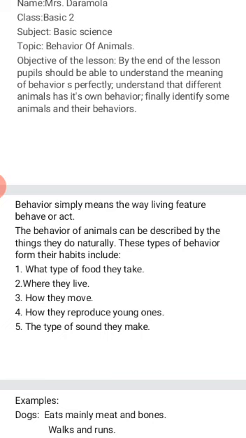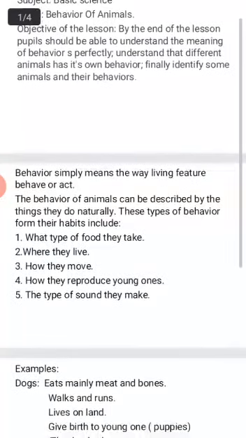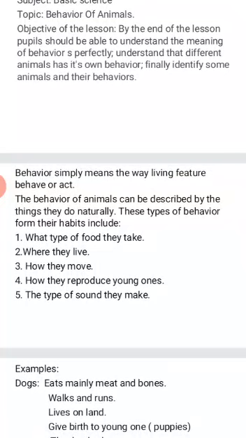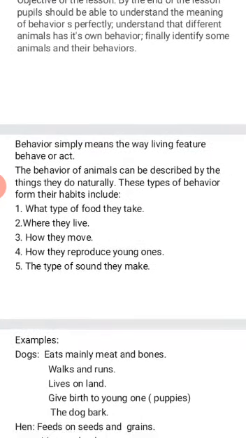Behavior simply means the way living creatures behave or act. The way we do what we do all the time. I told you we are also animals. We are under mammals, so we also have our own behaviors. Likewise, different animals have their own behaviors. The way we behave is somehow different from the way other animals behave, and each animal has their own way of living, the way they behave.